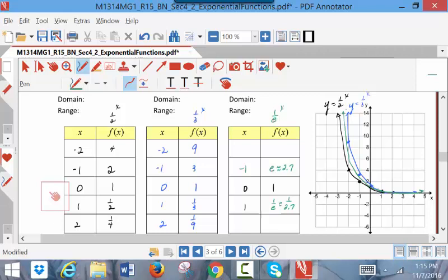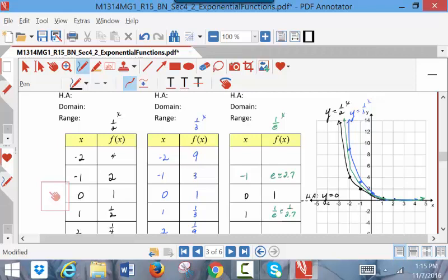So with every one of these, we're going to have the same domain, the same range, and still the same horizontal asymptote. We still have the same horizontal asymptote, which is the x-axis, whose equation is y equaling 0. So every one of these will have a domain of negative infinity to infinity.